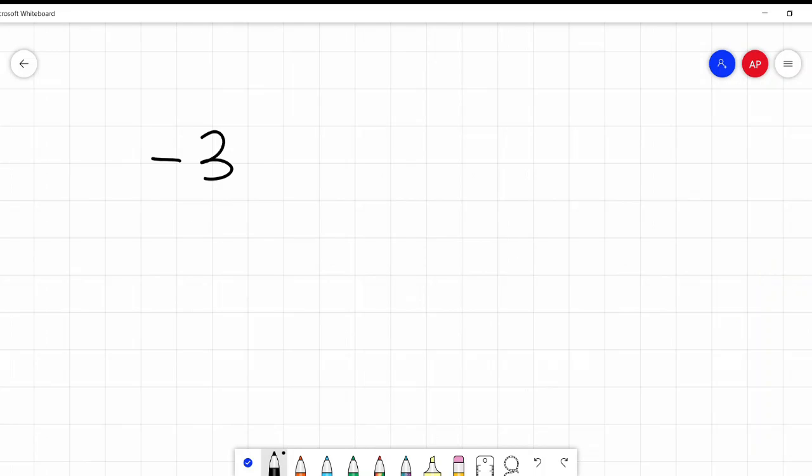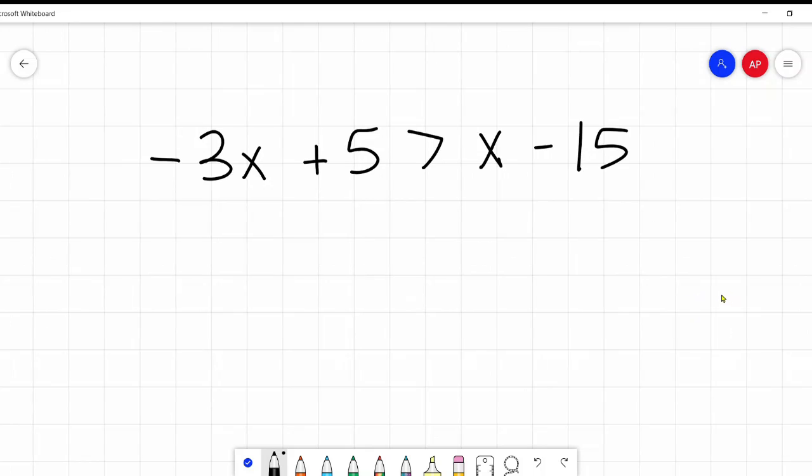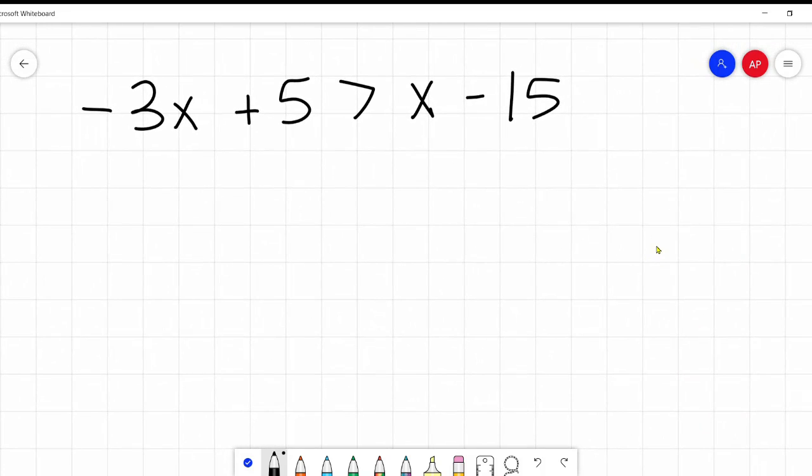Say negative 3x plus 5 is greater than x minus 20. Oh, wait, no, let's not do minus 20. Let's do minus 15. There we go. Okay. So let's work this through, and let's do it exactly the same as the previous one, and you'll see why we can't do it exactly the same as the previous one. And so let's see if you can figure out what's going on here.